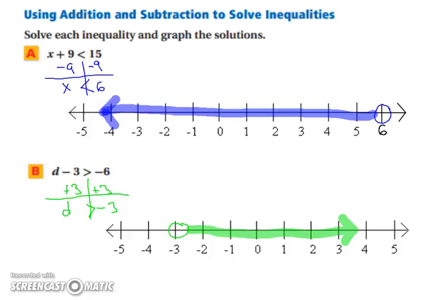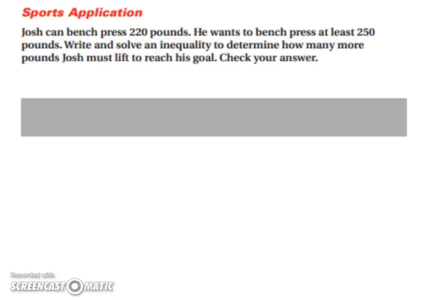Let's try a sports application. Josh can bench press 220 pounds. He wants to bench press at least 250 pounds. Write and solve an inequality to determine how many more pounds Josh must lift to reach his goal. Check your answer.